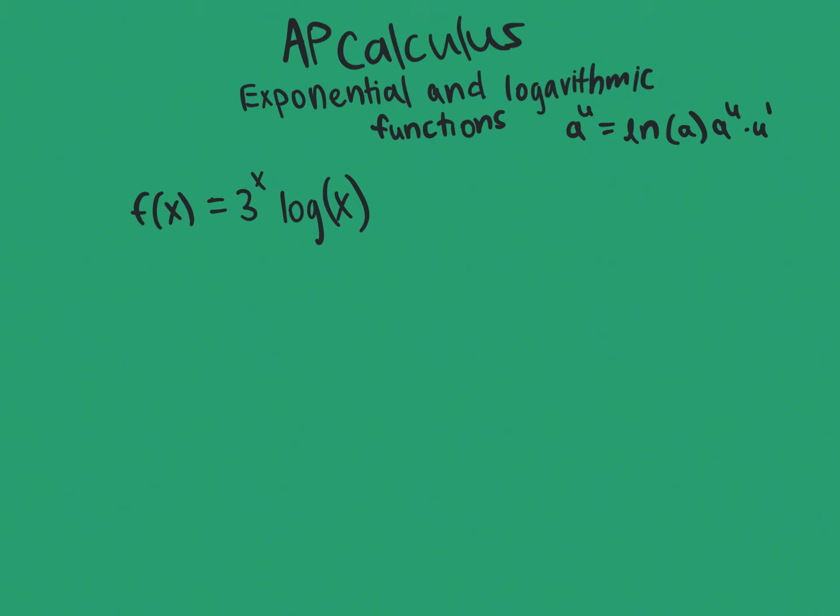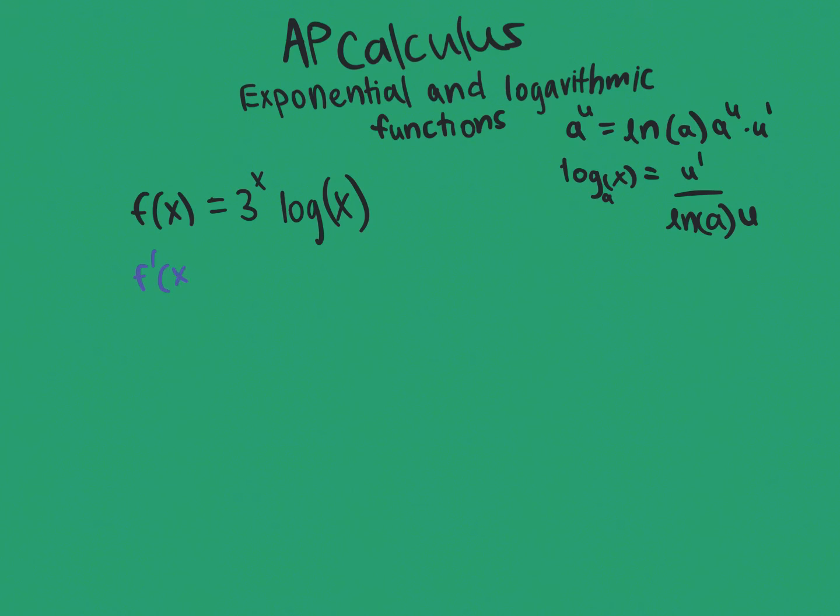Now, what is log x? The formula for log x is u prime over ln a times u. And just remember that if it's not written down here, assume that the base is 10. So now, knowing this information, we can go ahead and solve.